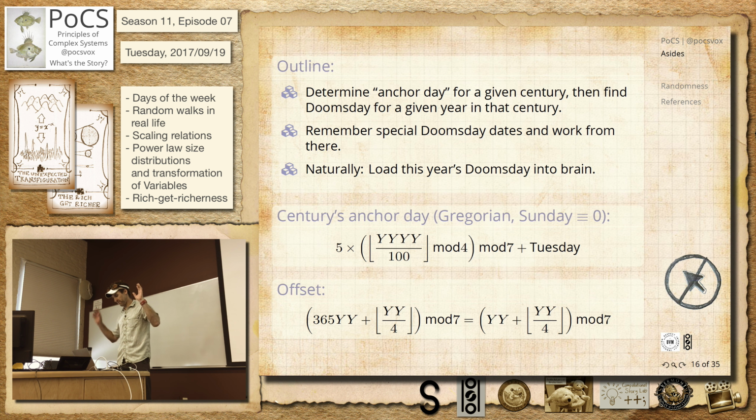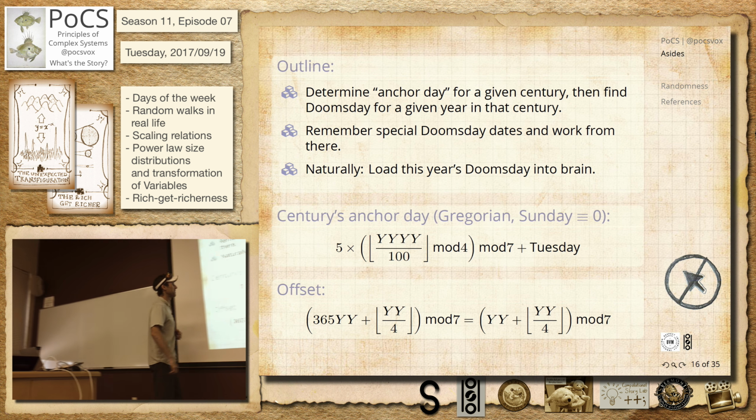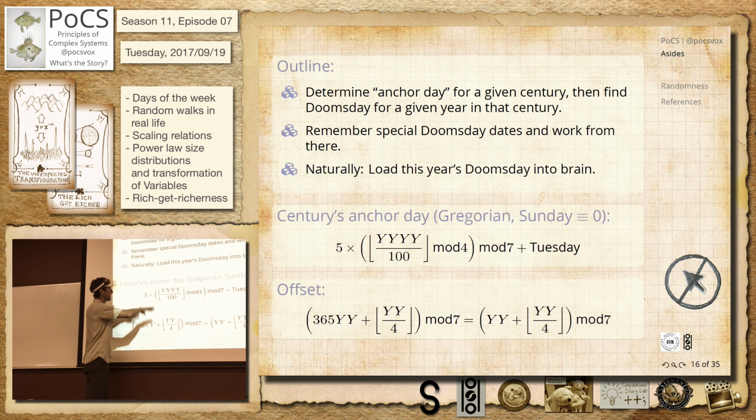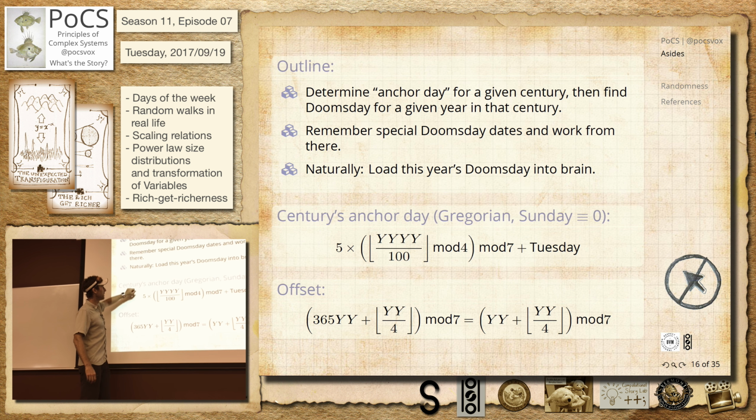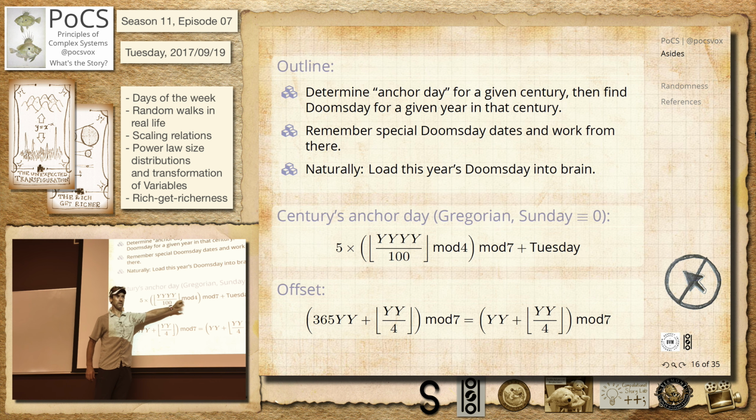And then there's a way of figuring out which day of the week is the doomsday for this year. So it's a Tuesday, but there's a way of figuring it out, and I won't go into it. We're talking about too many things, but it's a little mod calculus thing here, right?